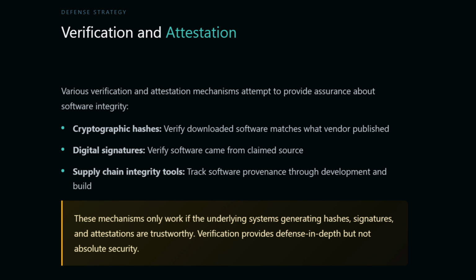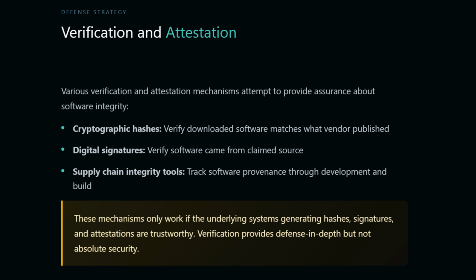Various verification and attestation mechanisms attempt to provide assurance about software integrity. Cryptographic hashes allow verifying that downloaded software matches what the vendor published. Digital signatures verify the software came from the claimed source. Supply chain integrity tools track software provenance through the development and build process.